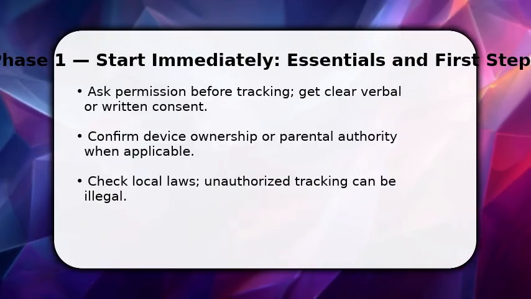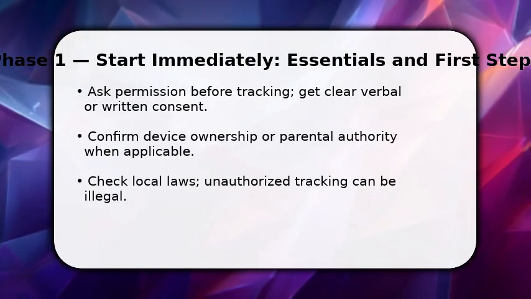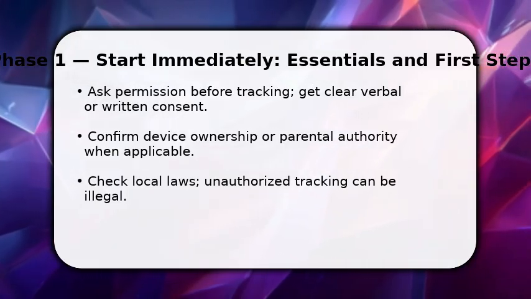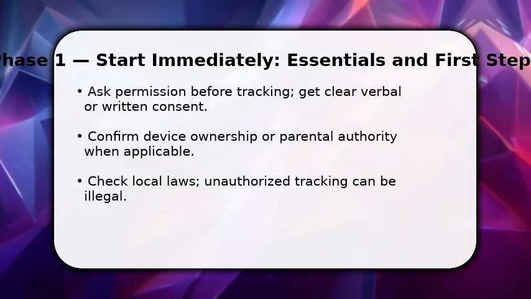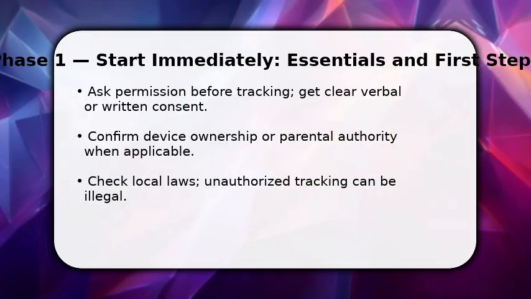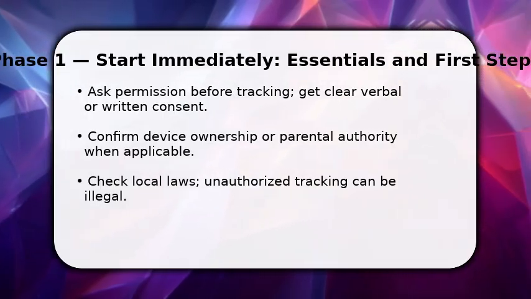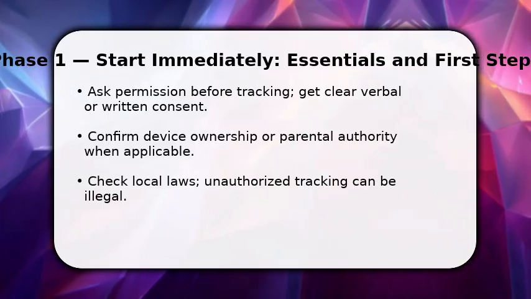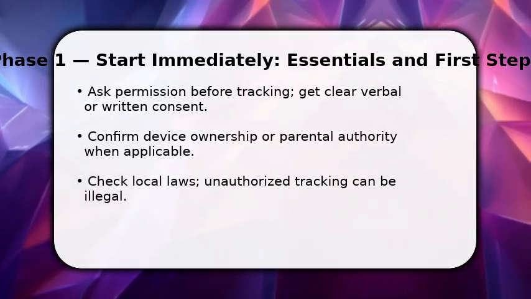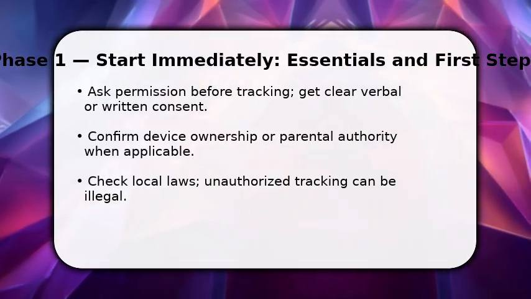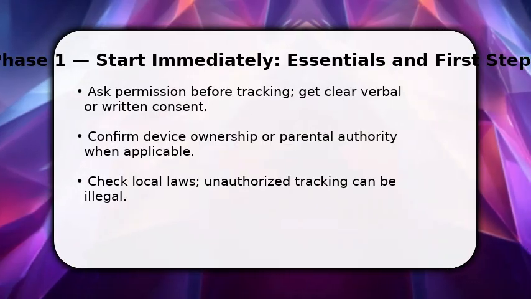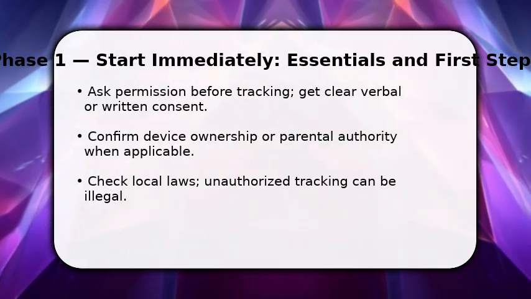You must not proceed silently. Get consent first. Explain why you need the location and how long you'll share it. Once done, verify device ownership and account access. Make sure you can legally manage that device. If you are a parent, show proof of guardianship or use parental controls. Also, check local laws. Some regions require explicit permission. If any of these fail, stop and seek an alternative that respects privacy and legality.